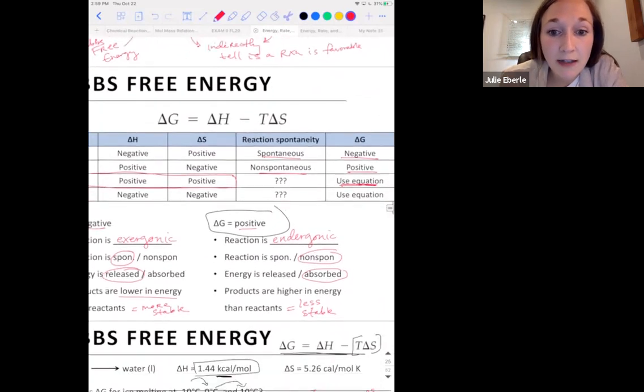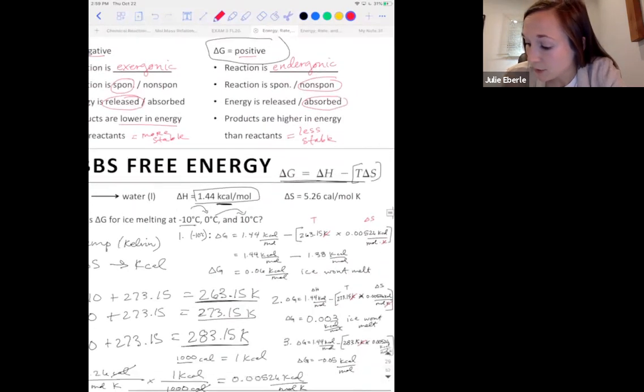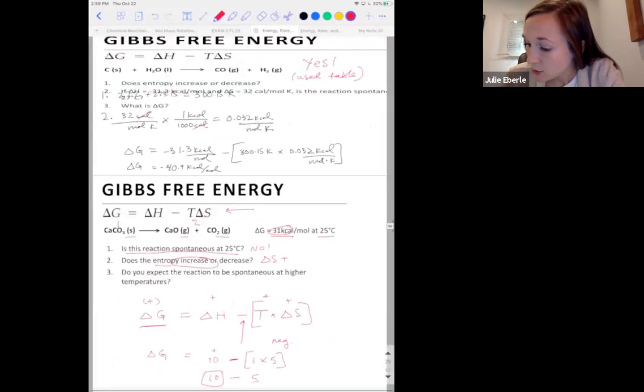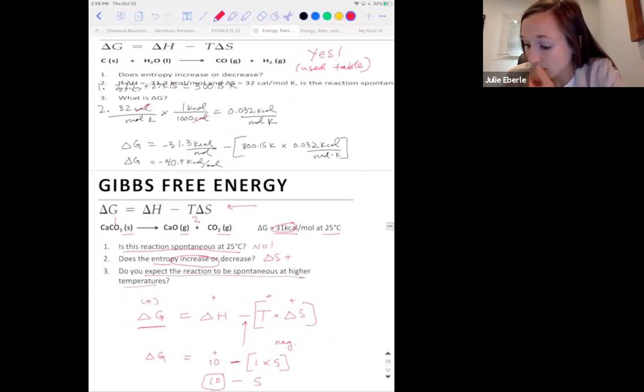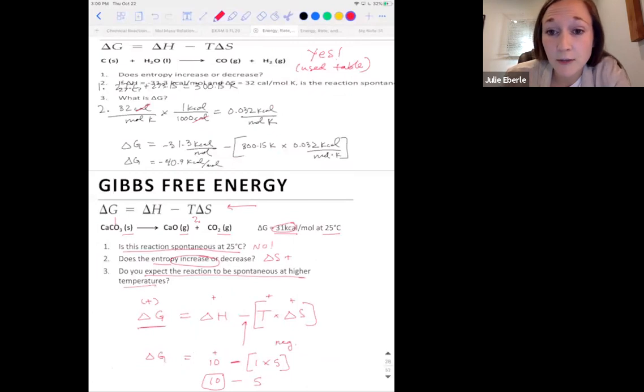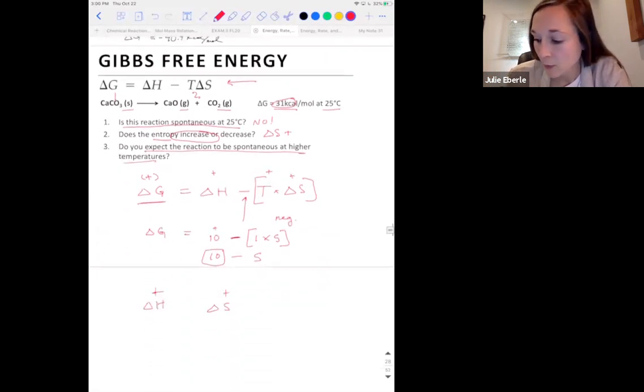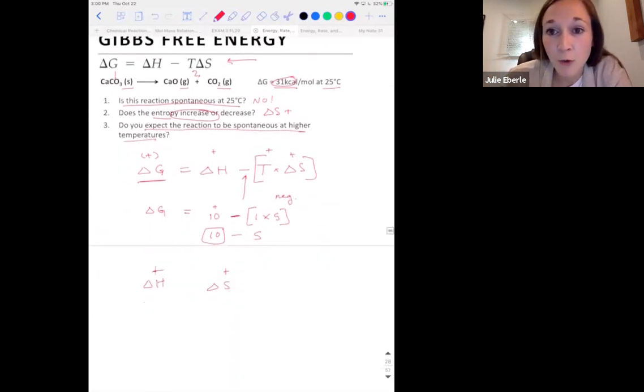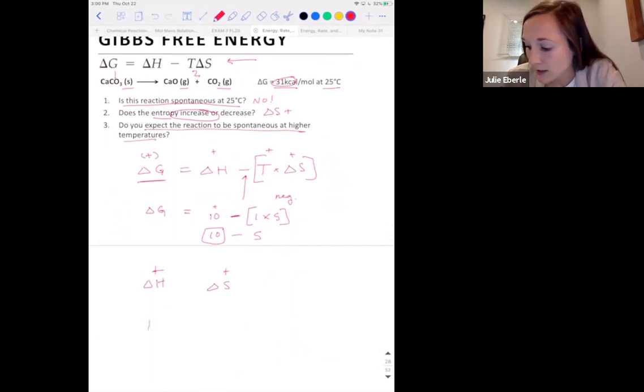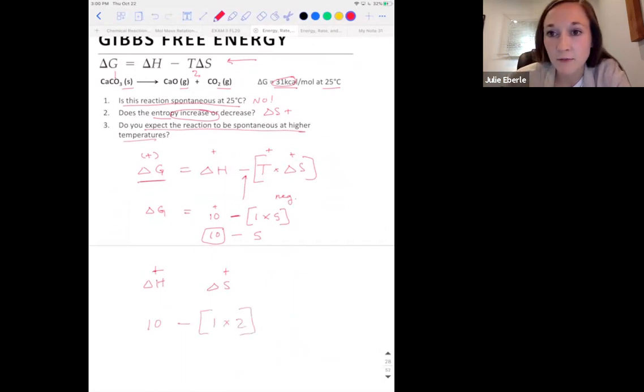Now, what the question is asking is that we need to actually go back and reread the question. Do you expect the reaction to be spontaneous at higher temperatures? So what we're going to do is a little thought experiment. I'm going to pick some simple whole integer numbers under 10, and we're going to plug these in, once with a low temperature and once with a higher temperature. So I'm going to plug in 10 for delta H, 1 for temperature, and 2 for delta S.